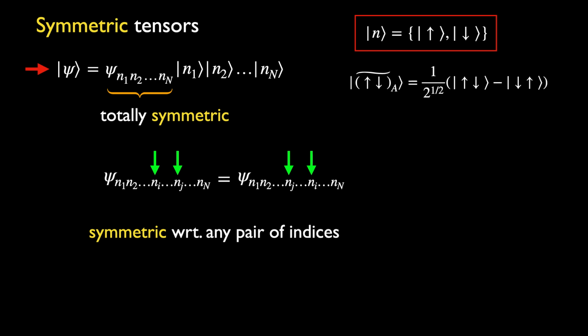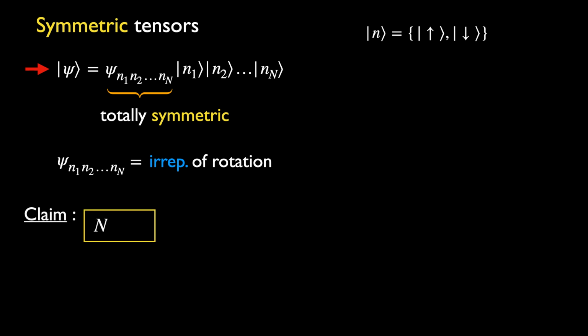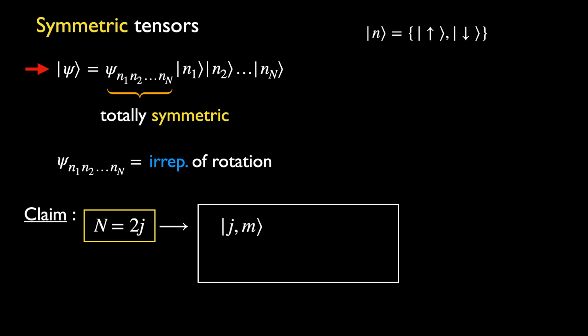As we have shown, this symmetry of the tensor is preserved by rotations. In fact, it is an irreducible representation of rotations. What we claim is that, for the number of indices n equals 2j, the states with totally symmetric tensors are just the states of the j-multiplet. To be more accurate, we are saying that they rotate in exactly the same way.